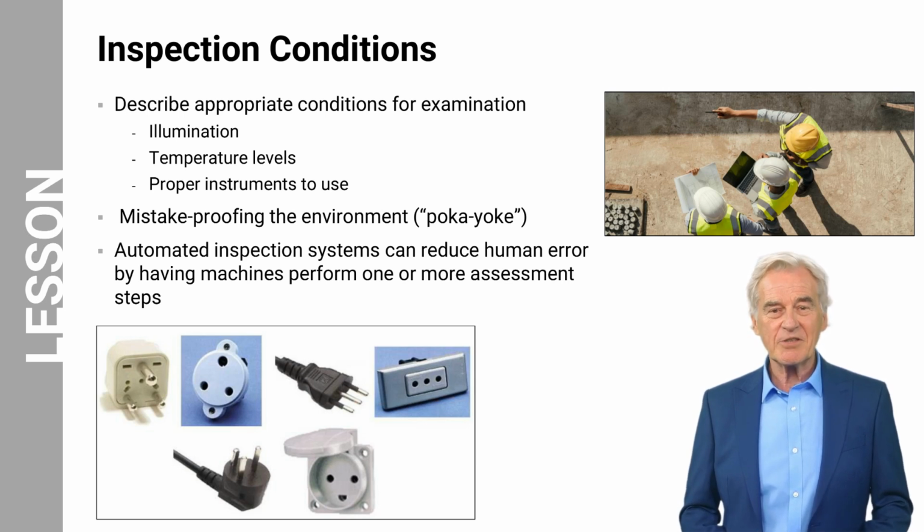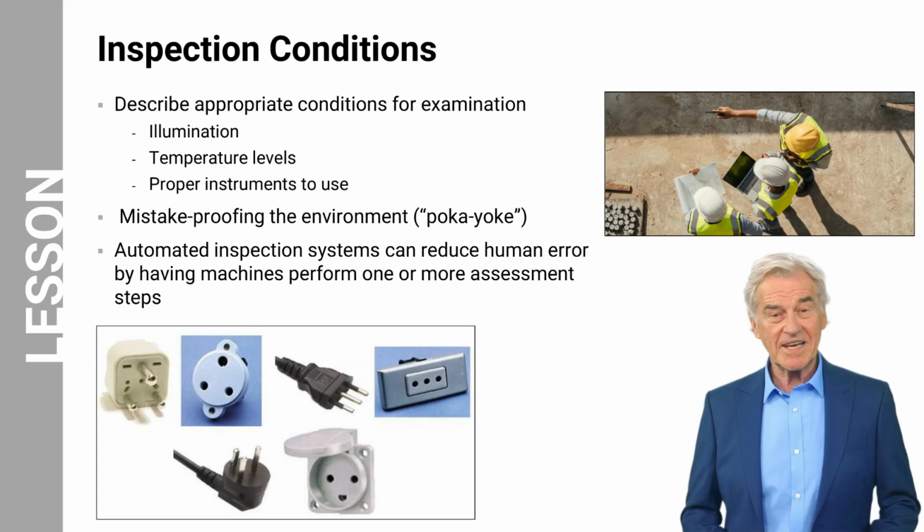One method of this is using an automated inspection, which is an assessment of products where at least one of the steps is done via machines. It is, however, always recommended to use the proper instruments and to make sure they are calibrated before the actual inspection to ensure accuracy.